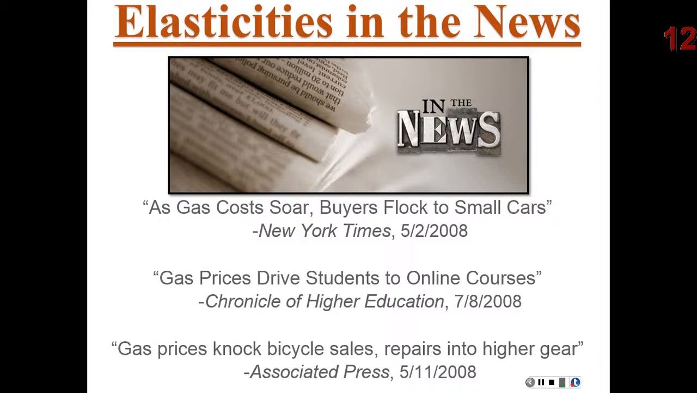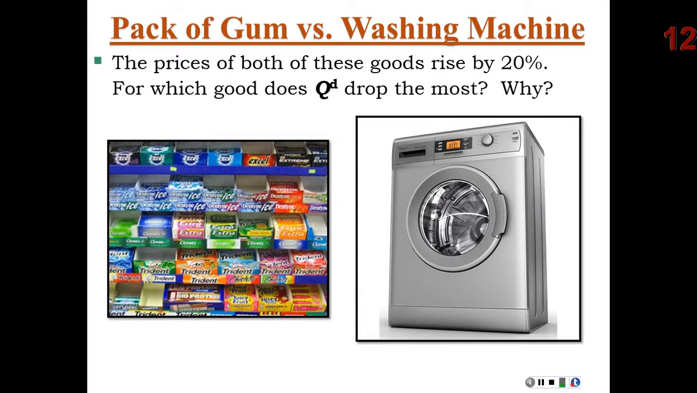Okay. And then the final comparison is the price of bubble gum. Imagine, as you're checking out at a grocery store, the price of bubble gum goes up by 20%. Okay, your favorite gum, versus the price of a new washer goes up by 20%. Okay, which of these would we see a larger drop in quantity demanded?